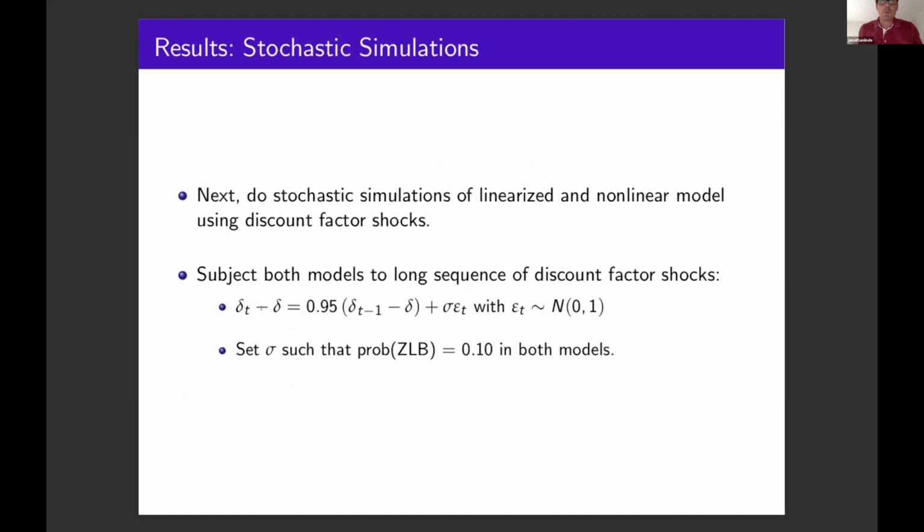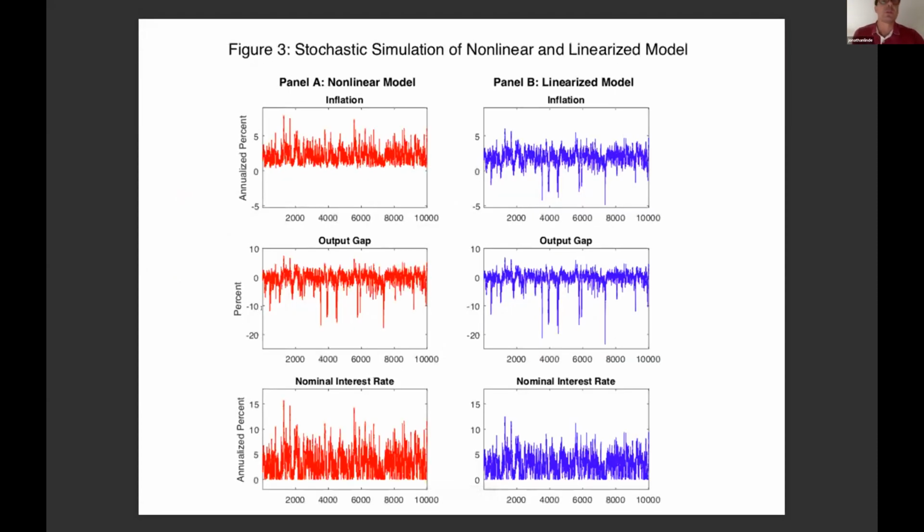All right, so we do stochastic simulations. That's the next step of the analysis, to look at the linearized and this nonlinear feature with discount factor shocks. We subject both models to a long sequence of discount factor shocks. And we're going to set the variance in both the linearized and nonlinear models so that the probability of hitting the zero lower bound is the same in both types of models. And we simulate a sequence of 10,000 observations.